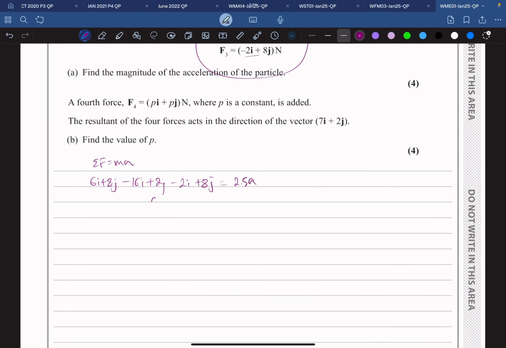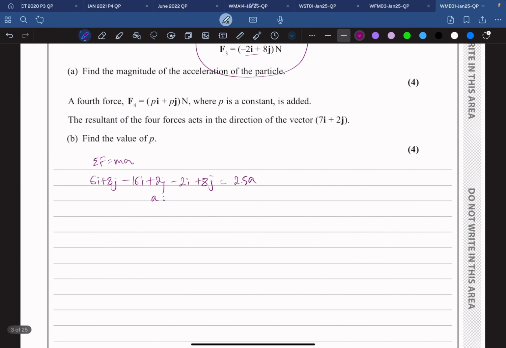Now, if we make a the subject here, let me just put this whole thing into the calculator. Okay, first of all, 6 minus 16 minus 2, I'm just going to find the i component. Also, let's just bring the 2.5 on this side as well, and inside the vector is going to be minus 12i, and for j we're going to have 8 plus 8 plus 2, that is 18j. All right, now minus 12 divided by 2.5 is going to give us minus 4.8, minus 4.8i plus 18 divided by 2.5 gives us 7.2j. This is our acceleration. Now hold on.